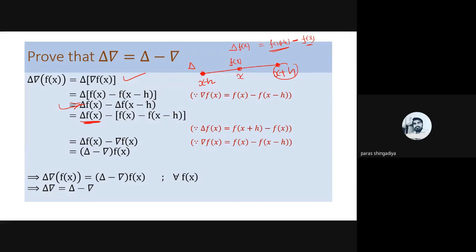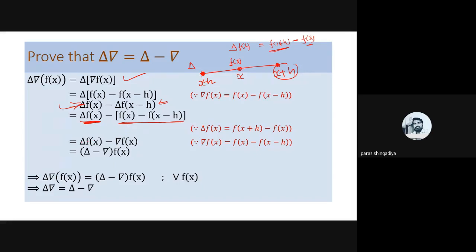Now we are applying the delta operator to the point x minus h. What will be the output as per the delta definition? It will be f(x) minus f(x minus h). That is the output of delta f(x minus h). So just write it down here. Now that is delta f(x) minus, in the bracket, f(x) minus f(x minus h). And what is the meaning of this? That is the formula of nabla f(x). So write it down here.